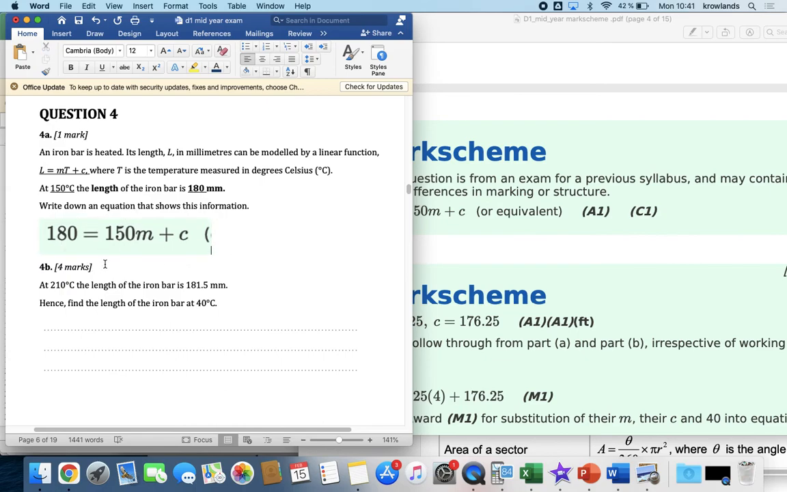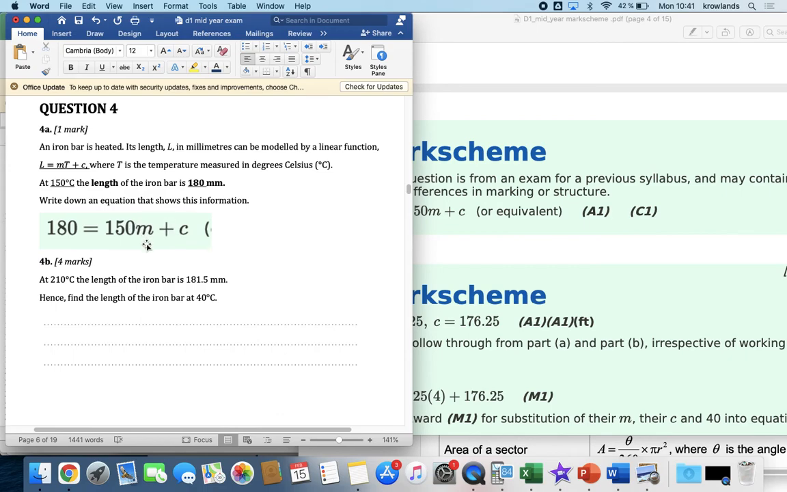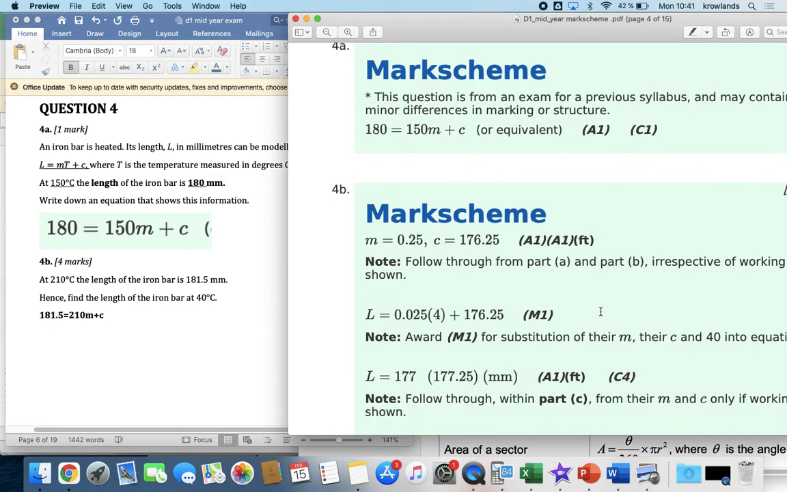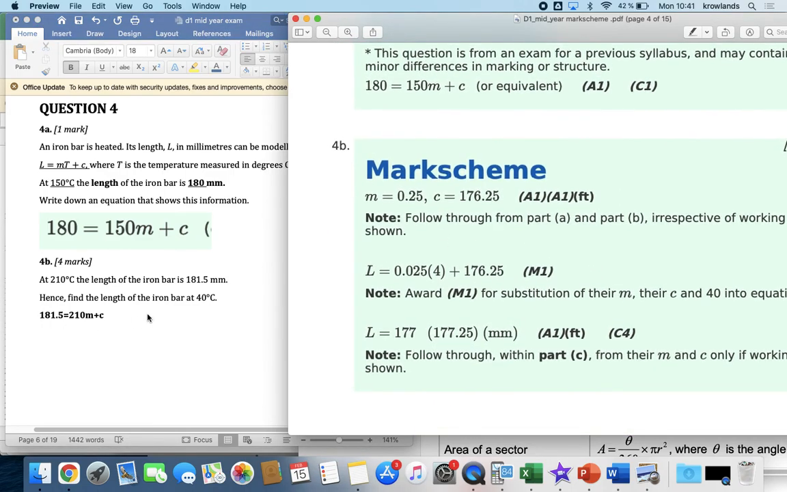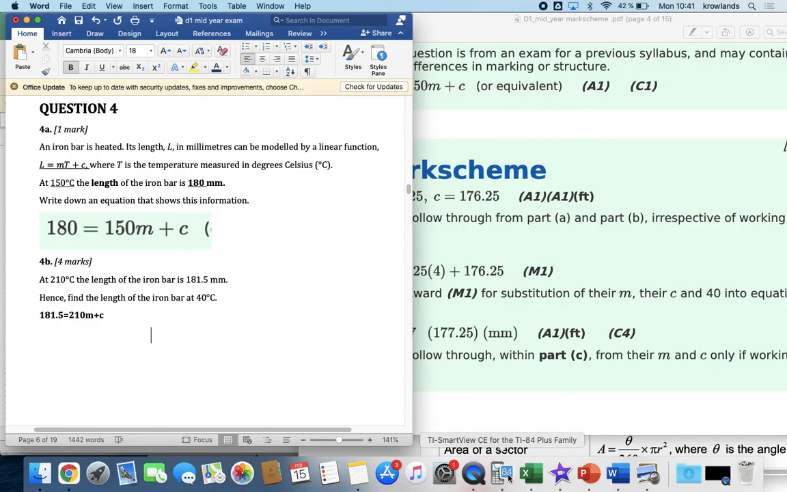That is what you need to do for 1 mark. I was kind on the marking for this. If you wrote M 150, I gave you the mark this time, but in the real exam, you might not get the mark. Now we need to do the same thing again. We need to form another equation. So we need to substitute the two things in. We need to substitute in the length of 181.5 equals 210m plus c. Now, unfortunately, the mark scheme didn't actually give you any marks for setting up that equation, which I thought was a bit mean.